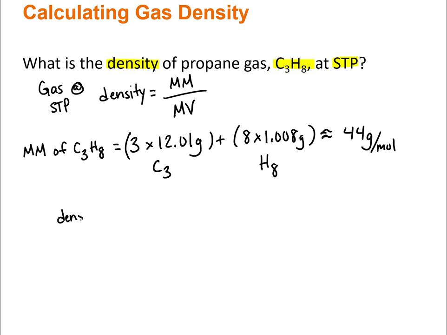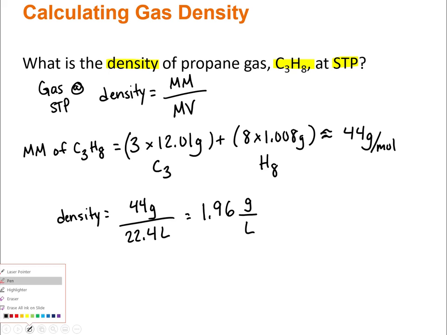To calculate the density, you take that molar mass and divide it by your molar volume. Let me know what you get. Yeah, 1.96, 1.97. It should be somewhere in that ballpark. And the units are grams per liter. Don't forget units.